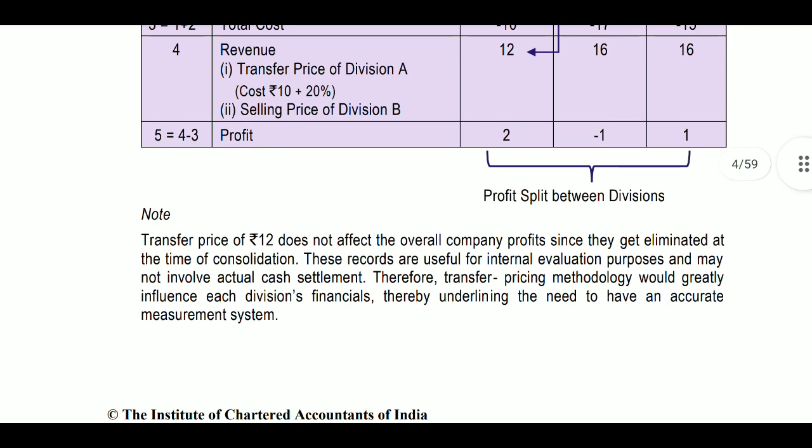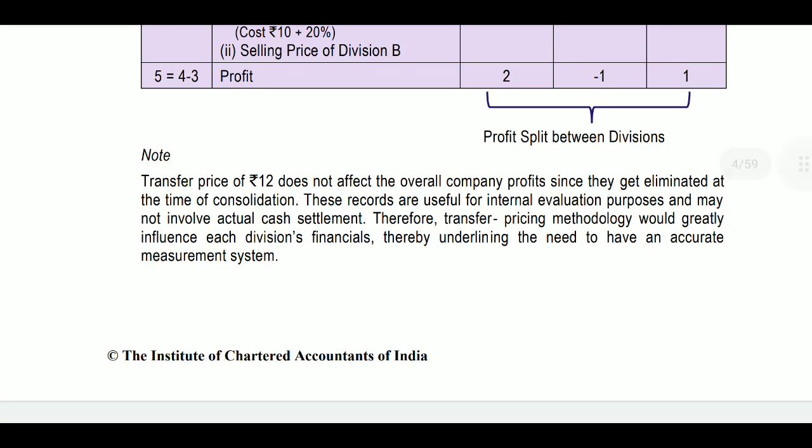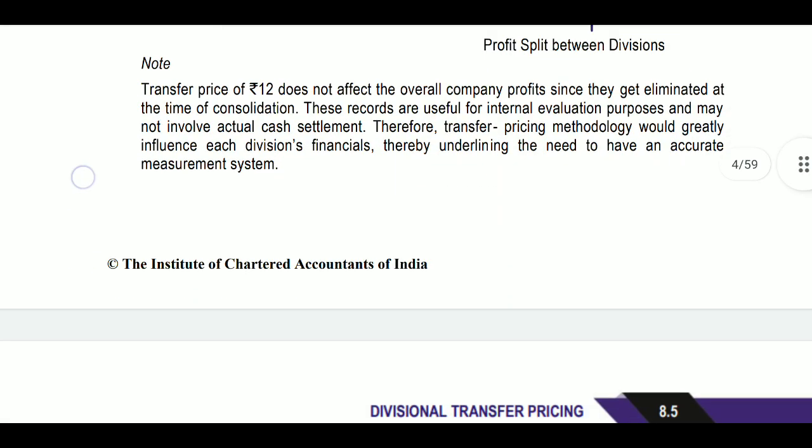Now, profit split between division A and B. Here the 12 rupees does not affect the overall company profit since it gets eliminated at the time of consolidation. When we consolidate, the effect will get eliminated. Next, these records are useful for internal evaluation purposes and may not involve actual cash settlement. Here they will not involve any actual cash settlements. Therefore, the transfer pricing methodology would greatly influence each division's financials, thereby underlining the need for an accurate measurement system.